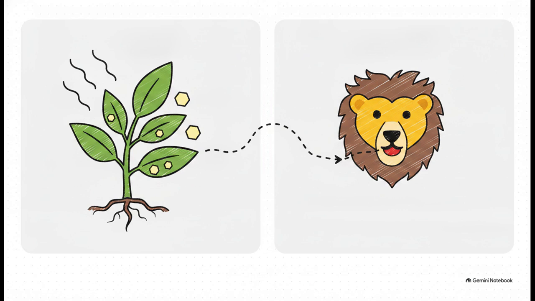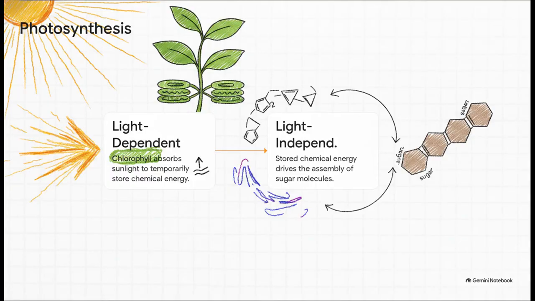Think animals, fungi, most bacteria. Heterotrophs cannot make their own food. No way. We have to rely entirely on the sugars produced by those photosynthetic organisms. So if you think about it, the energy powering your body right this very second traces directly back to a photoautotroph. So how do photoautotrophs actually pull this off?